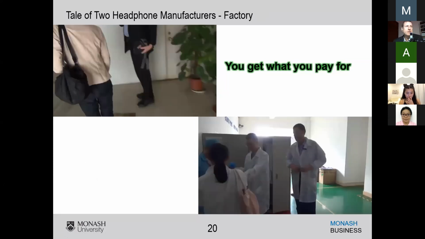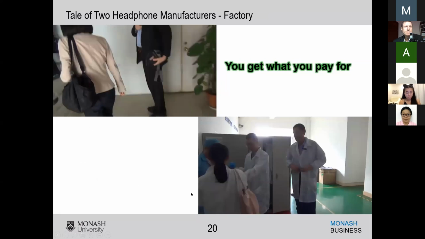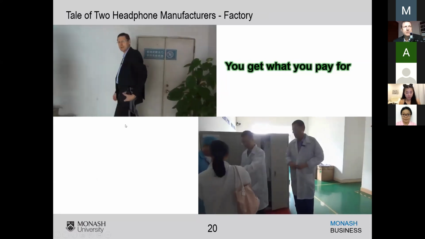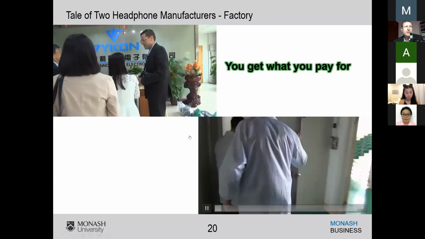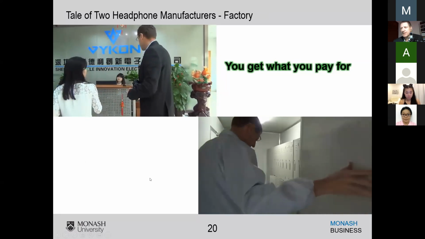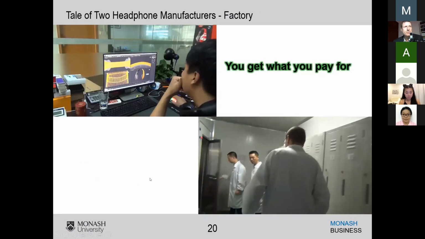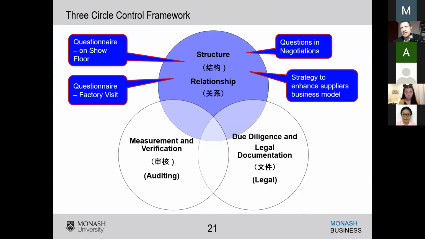But it's not until you go to the factory that you can see the difference, where you actually see the two different factories. The group can present those two factories next week. But the big point I want to make here is that no two factories are the same. You may have the same product at the trade show, but the factories may be largely different when you visit the factory. And not until you visit.